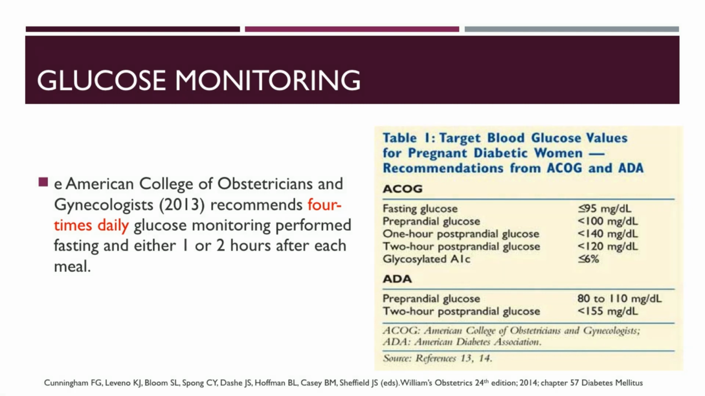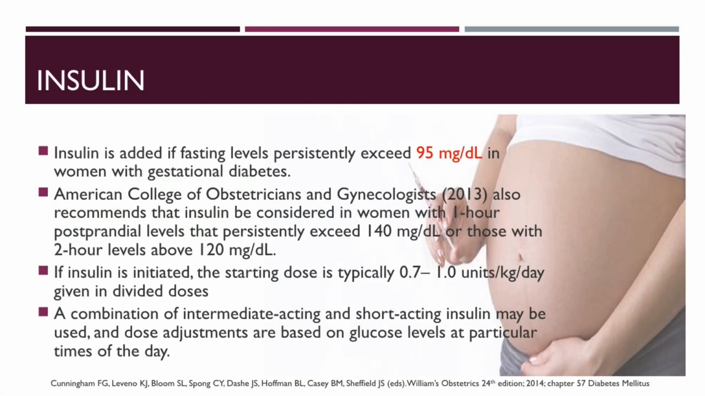milligrams per deciliter. Now, for insulin, insulin is added if fasting levels persistently exceed 95 milligrams per deciliter in women with GDM. The ACOG also recommends that insulin be considered among women with 1 hour postprandial levels that are persistently exceeding 140 milligrams per deciliter, or those with 2 hour levels above 120 milligrams per deciliter. Now, if insulin is initiated, the starting dose is typically 0.7 to 1 units per kilogram per day, given in divided doses. A combination of intermediate acting and short acting insulin may be used, and dose adjustments are based on glucose levels at particular times of the day.